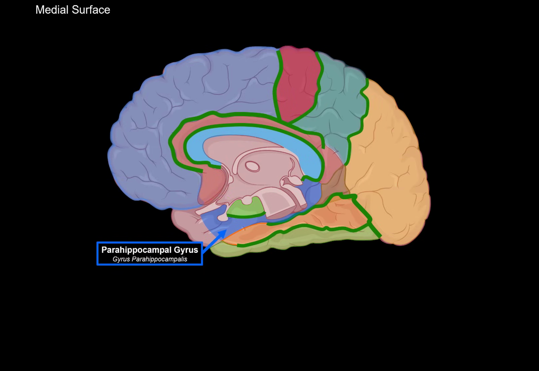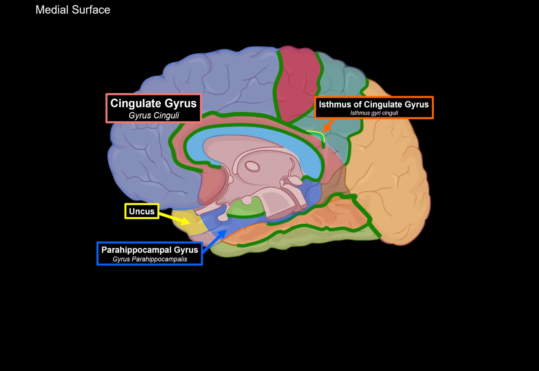Now, from the parahippocampal gyrus, it's going to continue as the uncus, and the uncus is a hook-like structure that is a part of the olfactory cortex, receiving information about smell. The last thing I want to mention here on the medial surface is a narrowing that is associated with the cingulate gyrus, and that is the isthmus of the cingulate gyrus, which is located here in this area. So that was all the structures on the medial surface.